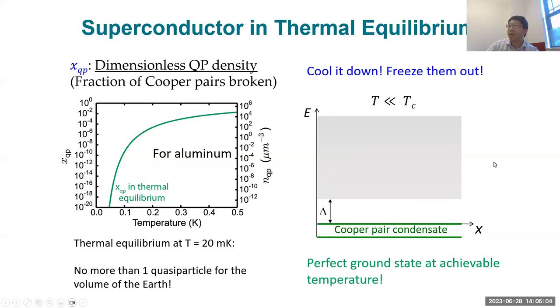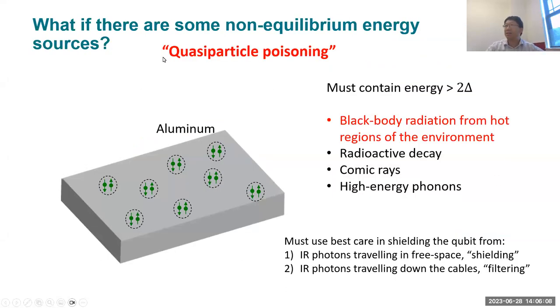So in principle, if your whole thing is at 20 millikelvin thermal equilibrium, then we don't have this problem at all. But in reality, there is this phenomenon called quasi-particle poisoning. This can happen if you have any kind of external energy dumped on the system that is greater than the superconducting gap. For example, black body radiation from hot regions of the environment, radioactive material that decays, cosmic rays, or highly energetic phonons, which often are a secondary effect of IR radiation or other energetic things in your system. When these happen, your Cooper pairs can be broken into non-equilibrium quasi-particles.